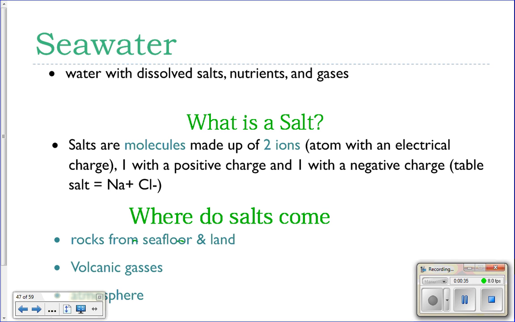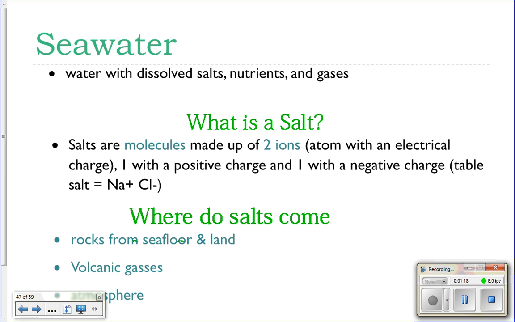not just pure water. So in order to understand the saltiness of seawater, you need to understand what a salt is. And salts are simply molecules that are made up of two ions that are joined together with an ionic bond. So an ion, if you remember from chemistry, is an atom that has an electrical charge. So a salt is made up of two atoms that have opposite electrical charges that attract to each other. So like sodium chloride, which is your normal table salt, has a positive sodium ion and a negative chlorine ion, and the two are attracted to each other because of their opposite charges. So they are made out of ions.